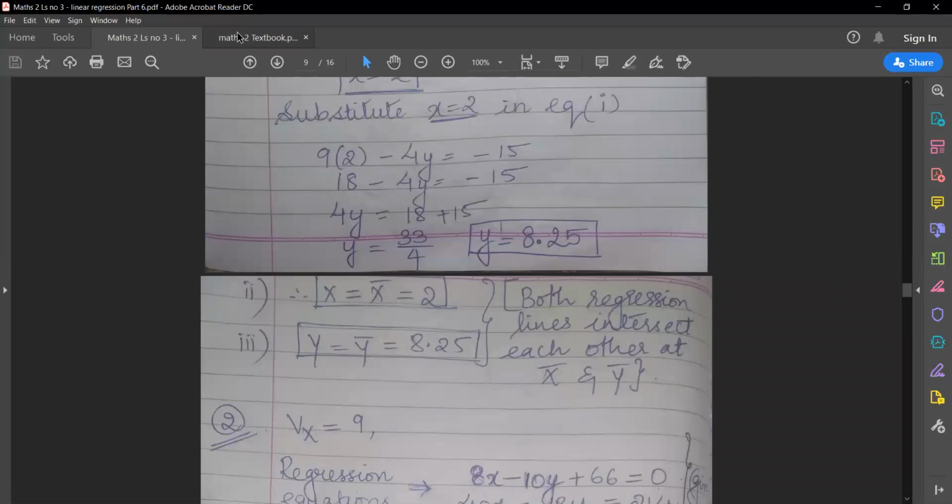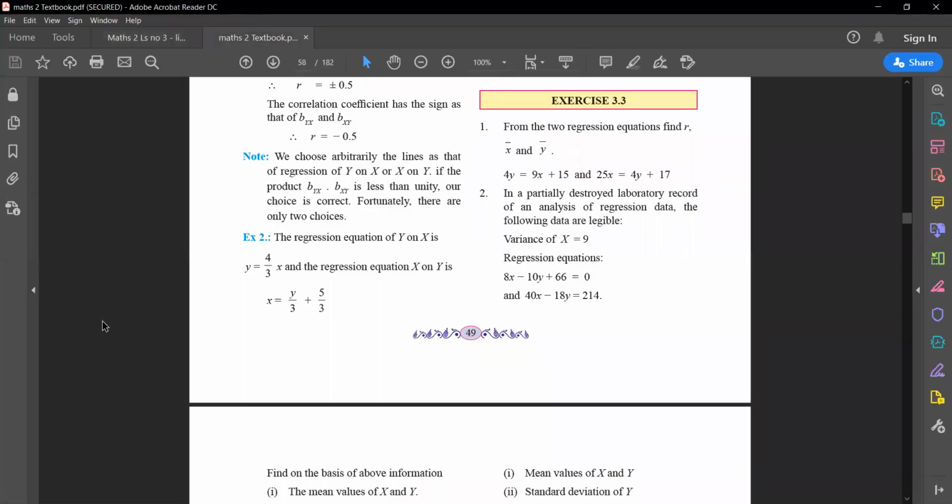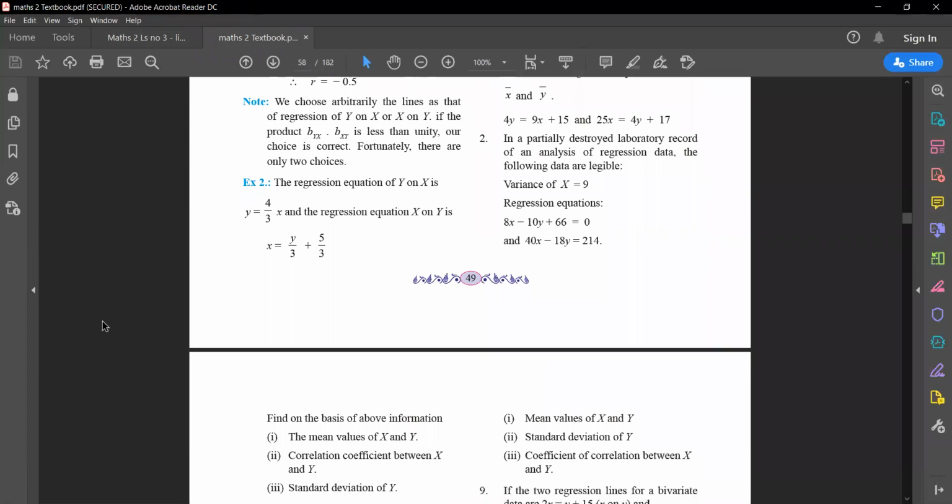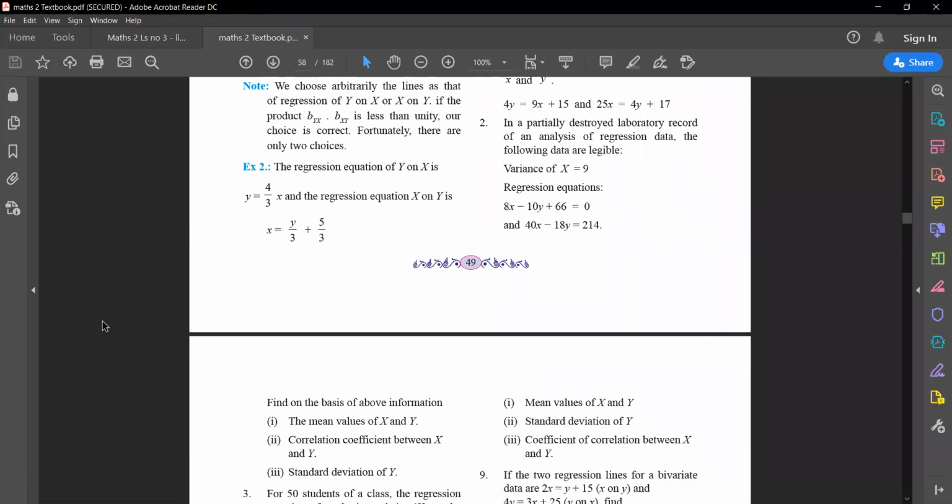So I hope class you are clear with what you have to do if they are not specified. So again, pay attention to the next sum. Let's see if you all can identify and try it out on your own. Again, in a partially destroyed laboratory, the following data is given.